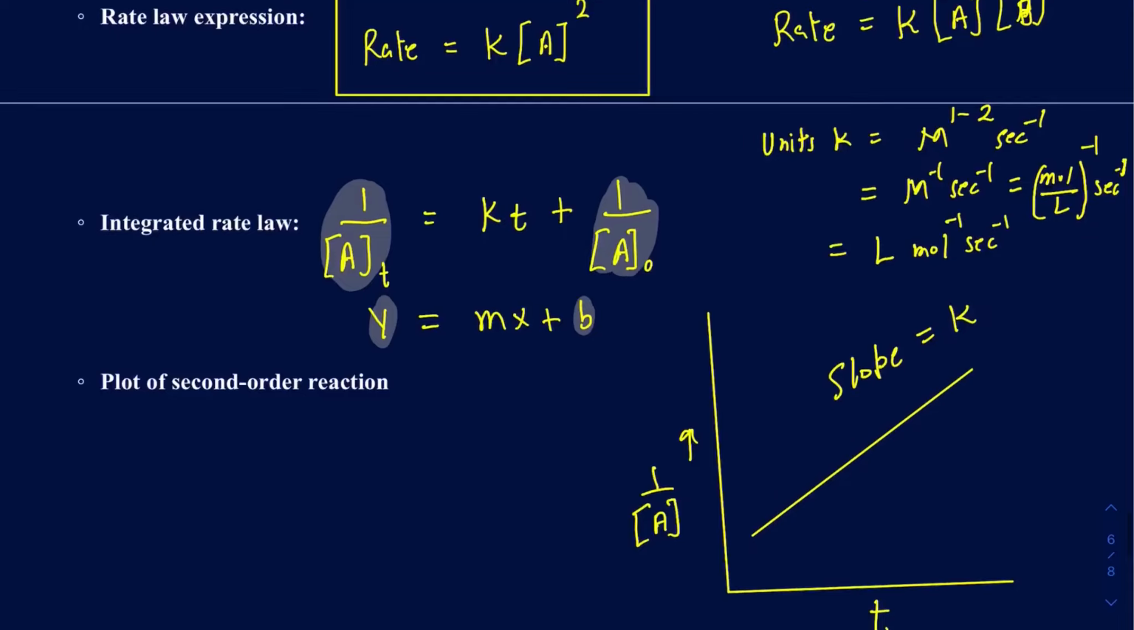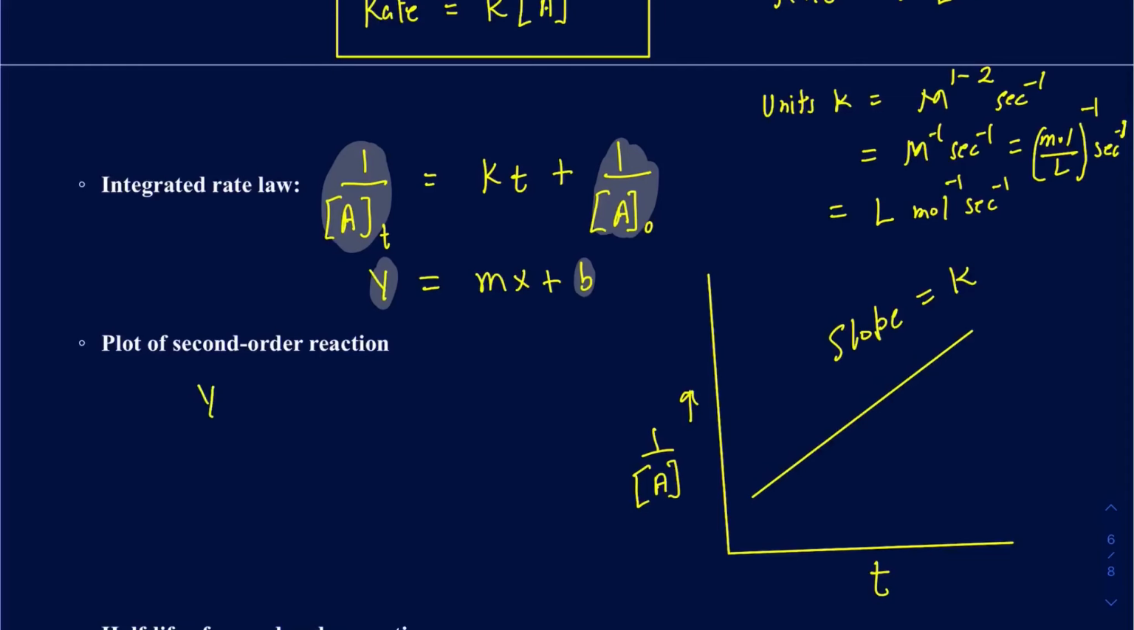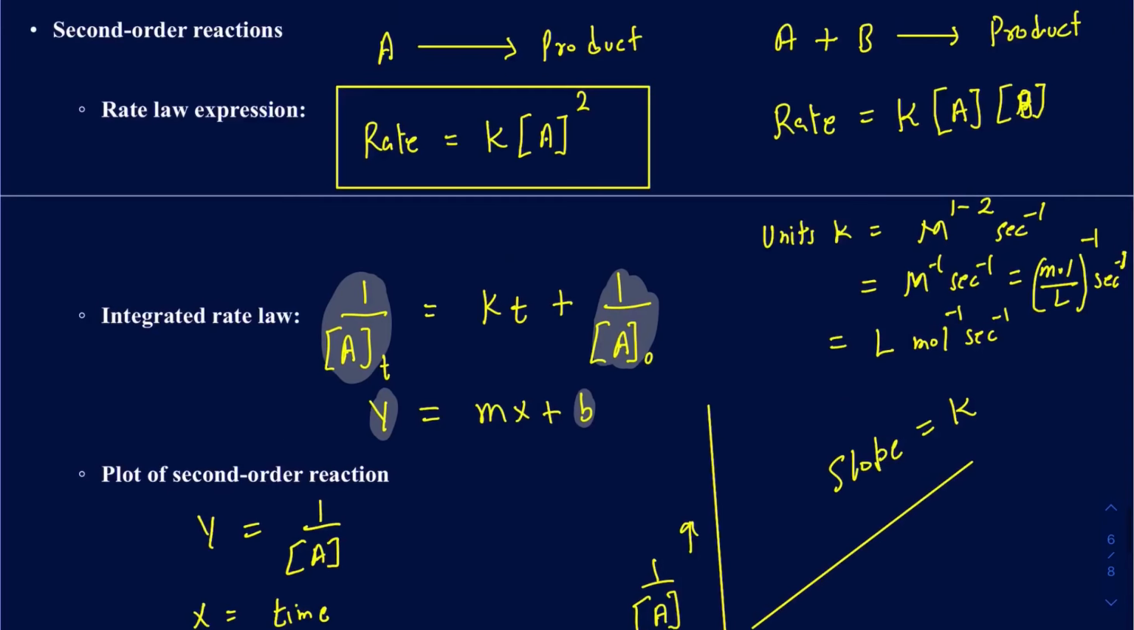When we're looking at the plot, obviously on the y-axis we're going to have 1 over the concentration, and your x-axis is always going to stay the same regardless of the order of the reaction. It's always going to be the time. Know what variables you're going to be using to plot for the second order reactions. Know your integrated rate law, like this one right there.